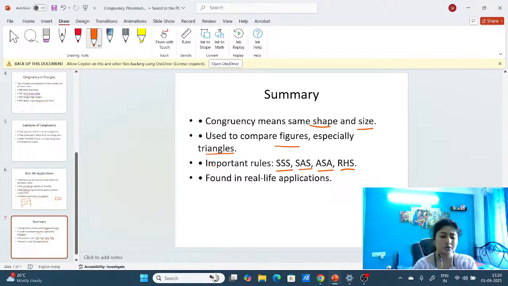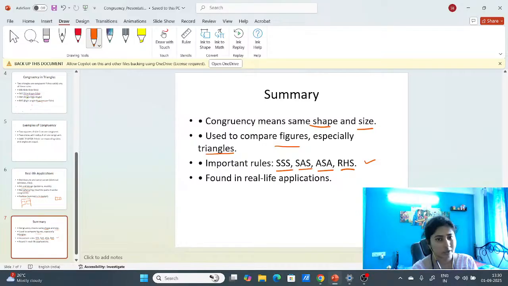So do you think rules other than these exist? If you think so, just try to find out and let me know in the comment section below. And if it exists, then we will discuss it in our next lecture. How will we find out? You just try to draw some triangles of different sizes, meaning taking different lengths and different angles. Then cut them out and place them on one another, and try to find out if they are congruent or not.